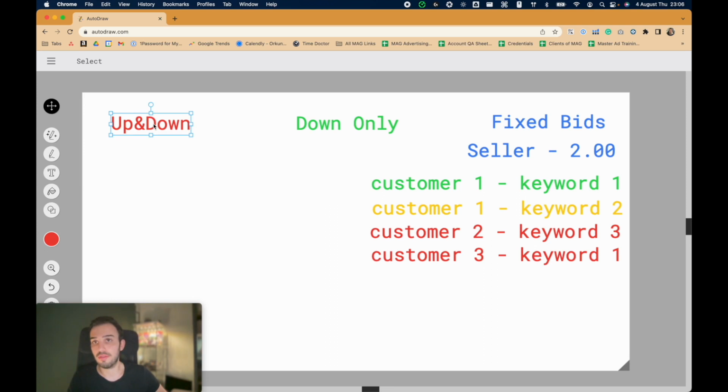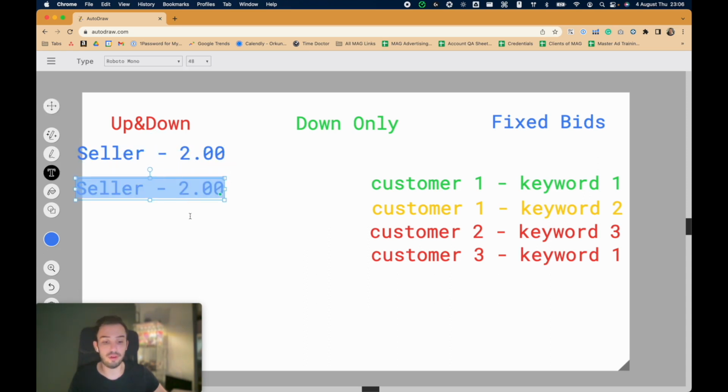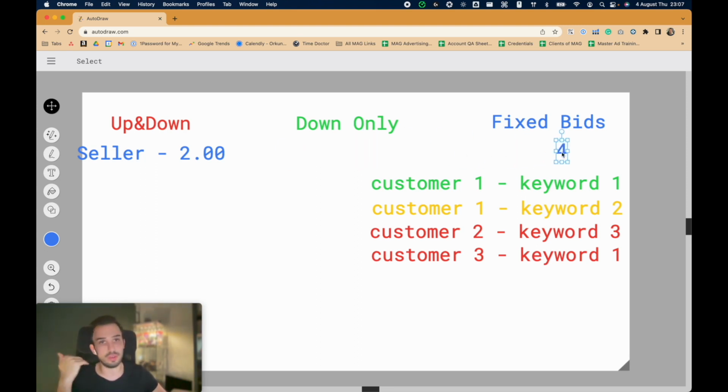Rather than using up and down, if you want to bid, let's say, $2, and you're okay with Amazon making it $4 with up and down, then just bid $4 with down only or $4 with fixed bids, and then you control it. You can control the cost per click this way, you can control your bid this way, and this is basically the difference between up and down, down only, and fixed bids.